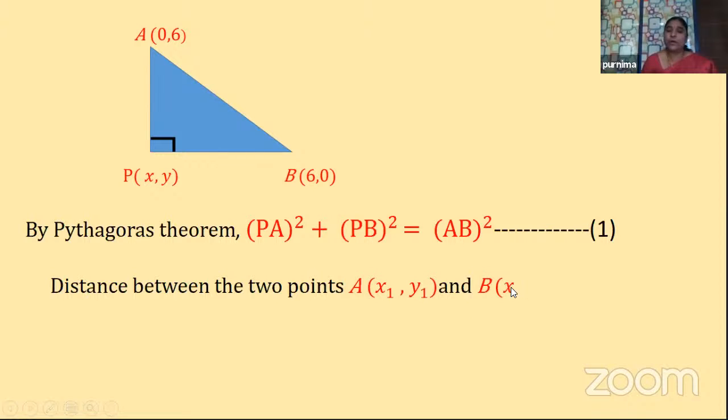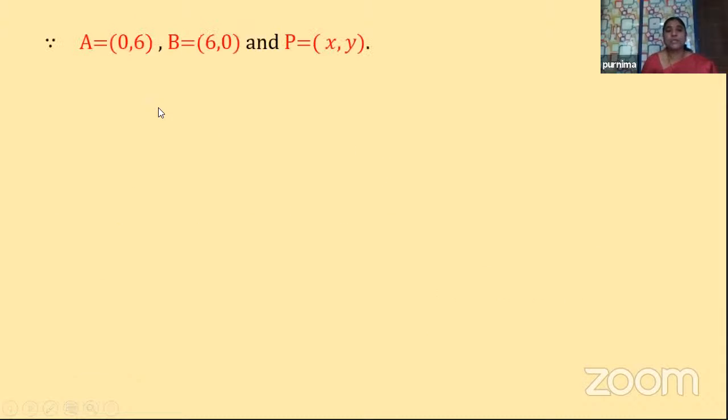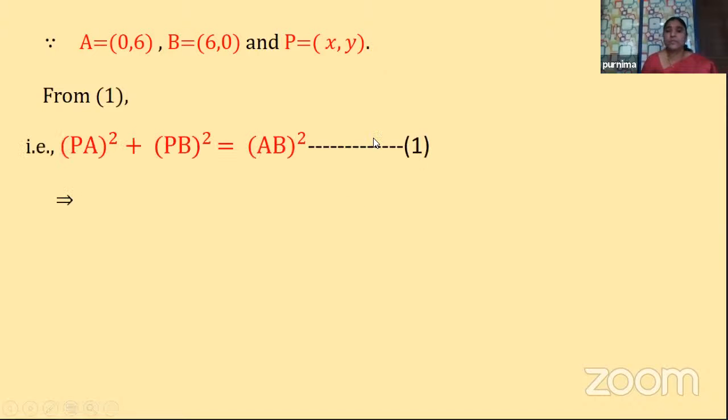So the distance between 2 points A(x1, y1) and B(x2, y2) is given by AB equal to under root (x2 minus x1) whole square plus (y2 minus y1) whole square. Yes or not? So this is the formula to find the distance between 2 points. Now let us apply this formula to find the distances and verify this equation. Substitute in the equation, from equation number 1.